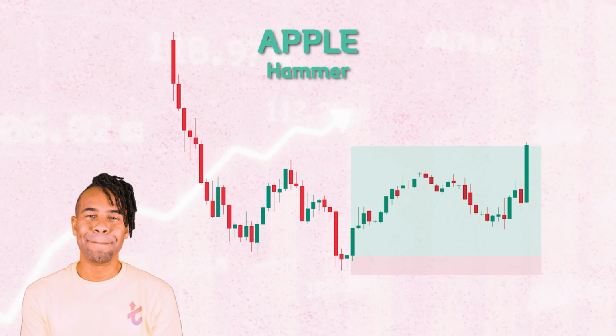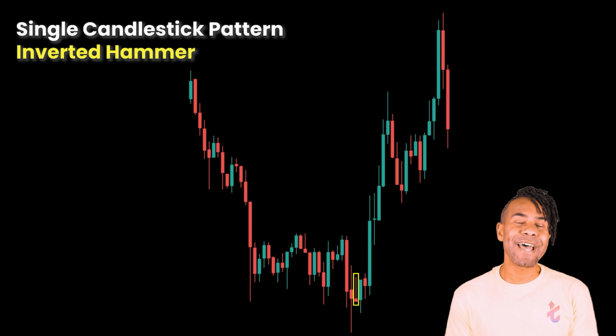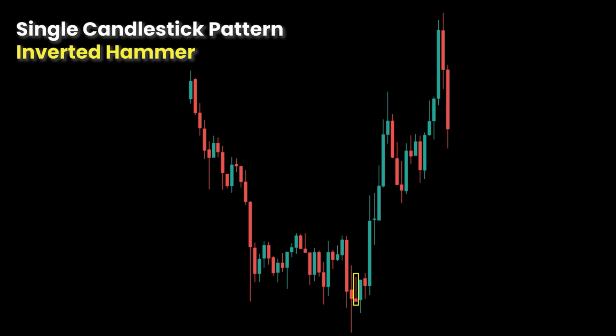Our final single candle pattern is the inverted hammer. The inverted hammer pattern is another bullish reversal pattern that occurs at the bottom of a downtrend. It's characterized by a small body near the bottom of the candlestick's range and a long upper shadow at least twice the length of the body.